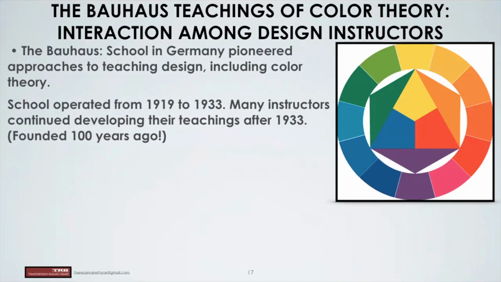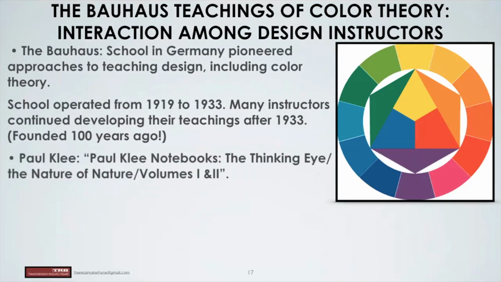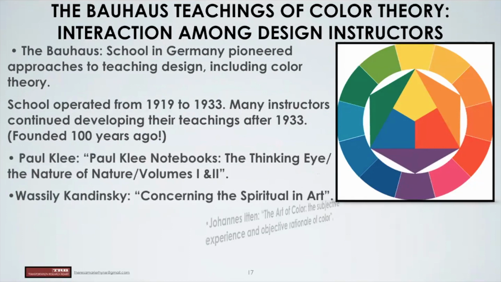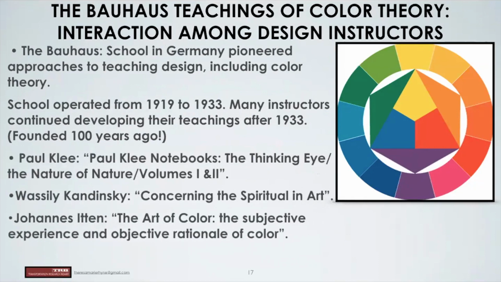It operated from 1919 to 1933, so it's 100 years. This is most of the color theory most of us already studied, from Paul Klee, Kandinsky, and another guy, Albers. They were all professors, for lack of a better term, of Bauhaus, and they had to rotate teaching what is called the fundamentals class, and part of the fundamentals class was color theory. And this writing, this body of work, creates the color theory that many of us know today.